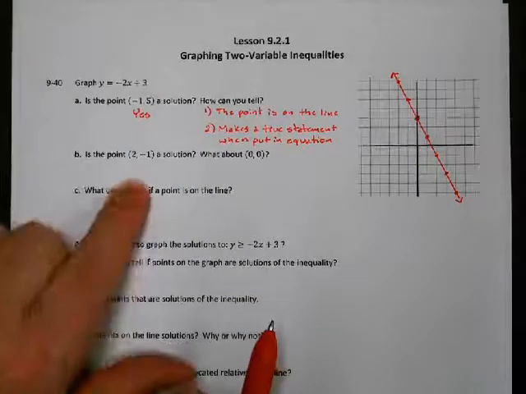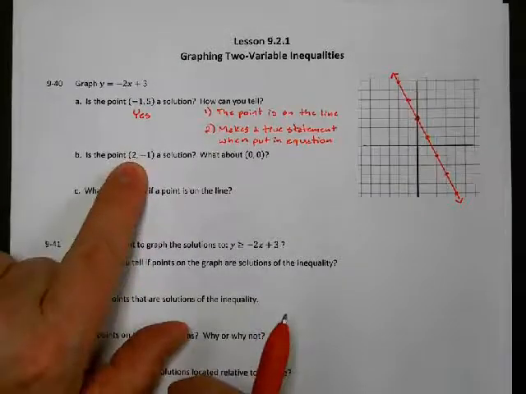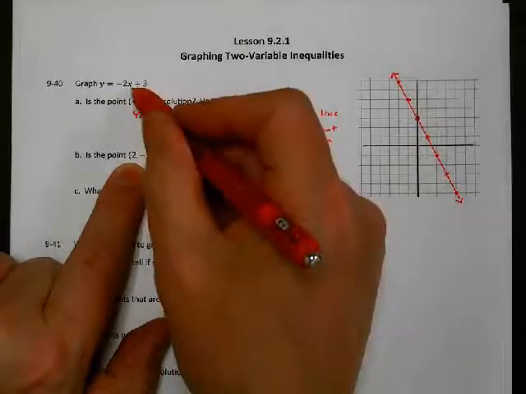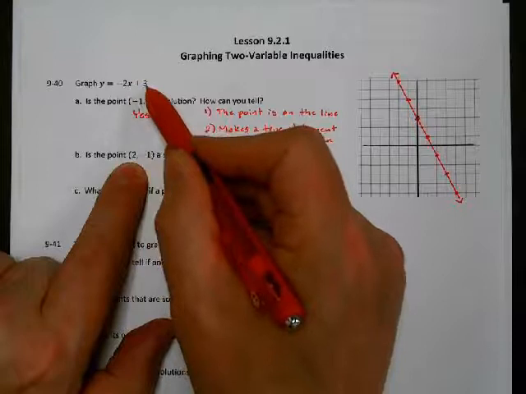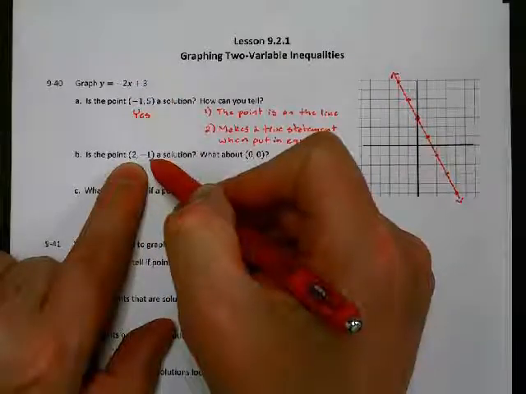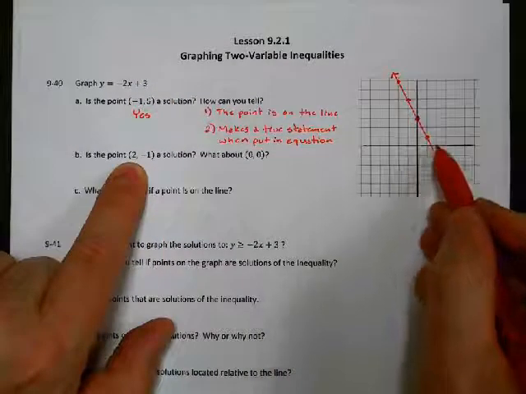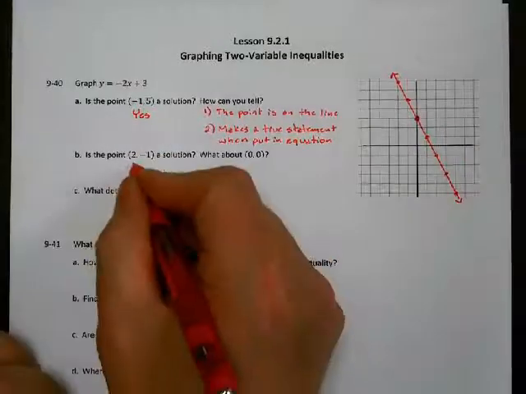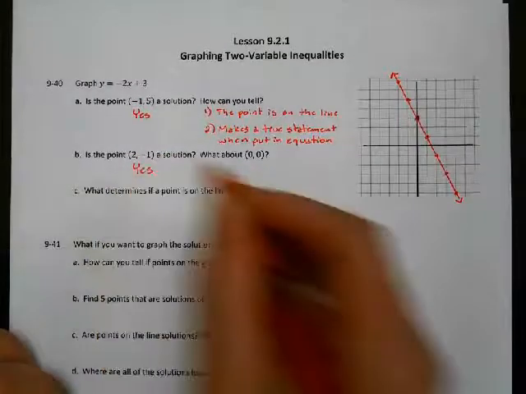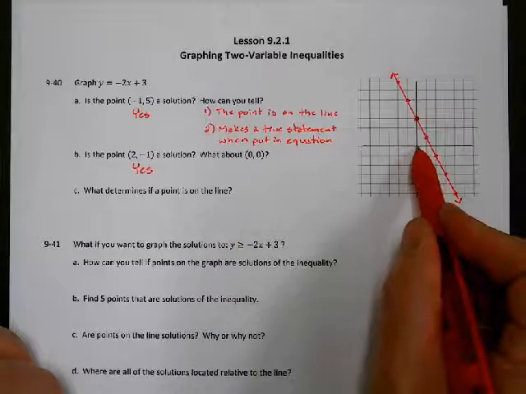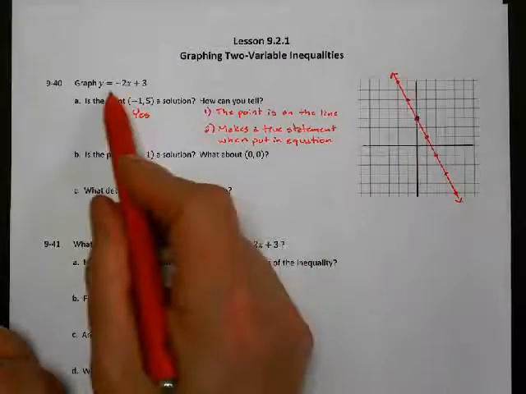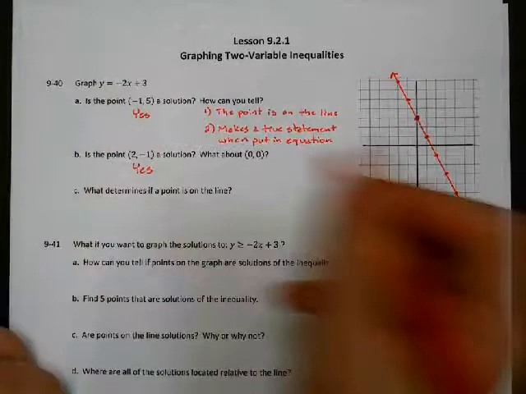Sweet, moving on. Is 2, negative 1 a solution? Well, again, I could plug it in up here. So 2 would give me negative 4 plus 3 is negative 1. Yes, I'm getting that. And I can look over here, 2, negative 1. So yes, that is a solution. What about 0, 0? The origin is not one of our solutions. If we plug it in here, we get 0 equals 3, so no.